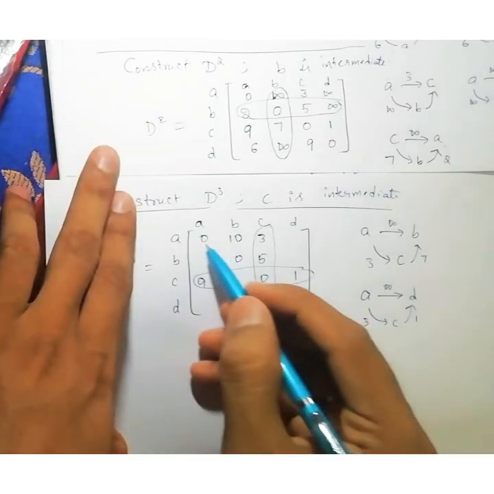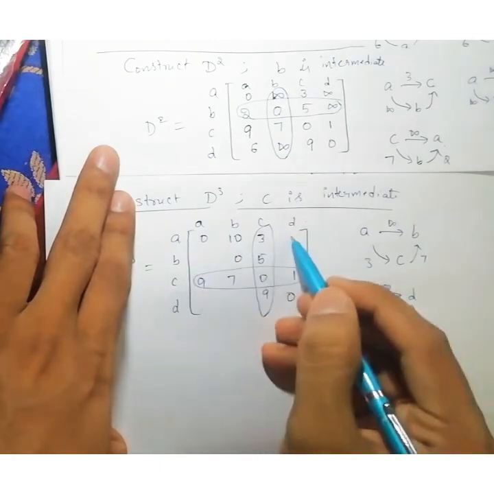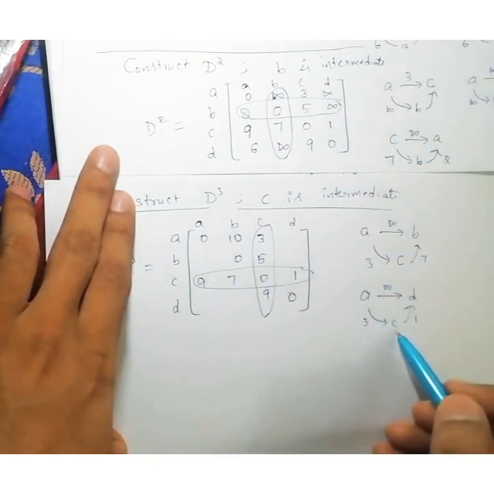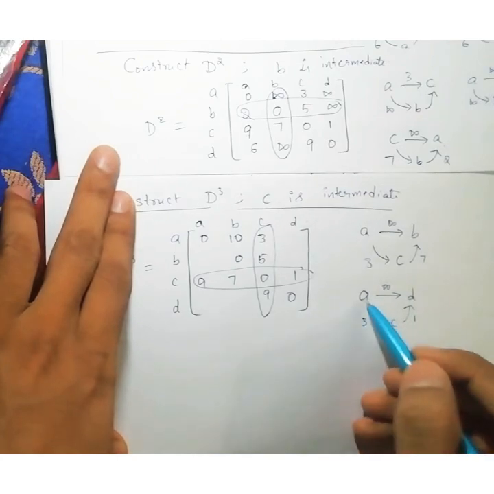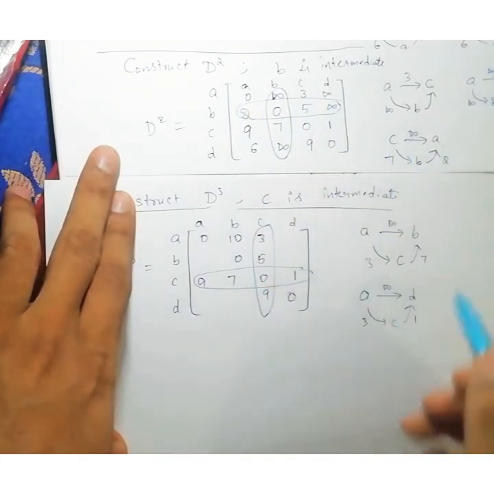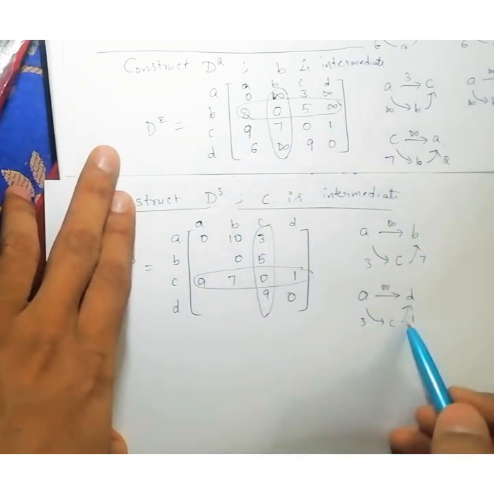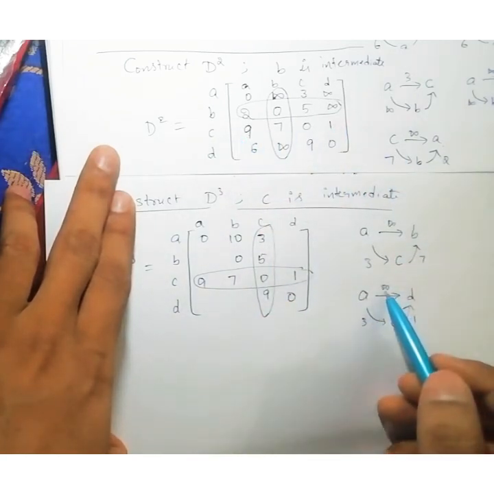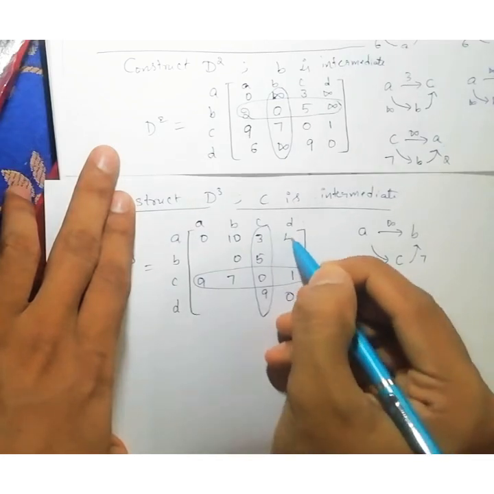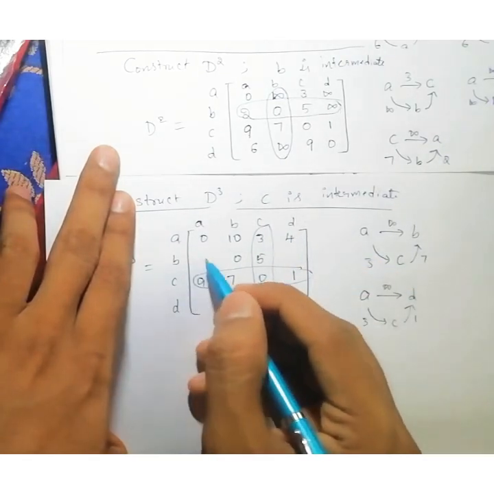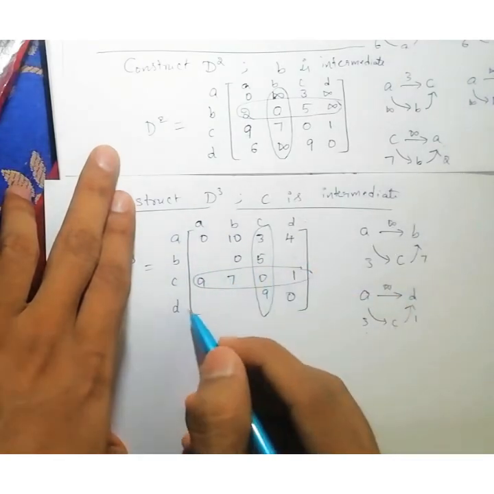Now I will check the edge from A to D. Initially A to D is infinity. If I take intermediate node C, what will happen? From A to C is 3 and from C to D is 1. So 3 plus 1 is 4. Is 4 the minimum or is infinity the minimum? 4. So I will update it with the minimum one. And similarly we have to do B to A, B to D, D to A, D to B.